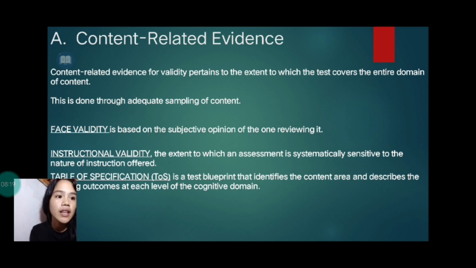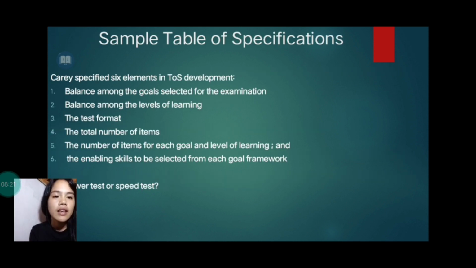So we will proceed, and this is the sample table of specification. I will no longer put the example. Curry specified 6 elements in TOS development, to develop the table of specifications. And number 1, we have the balance among the goals selected for the examination.